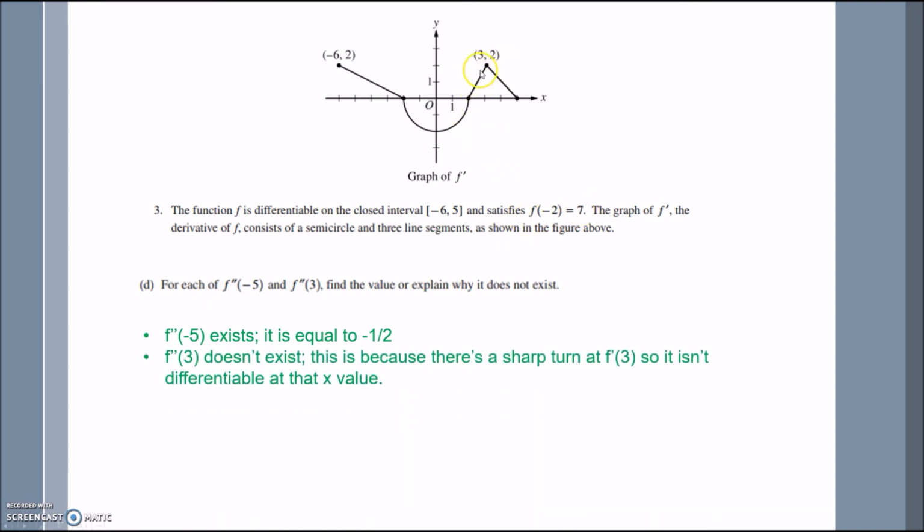Now f double prime of 3 on the other hand is not going to exist because there's something called a sharp turn at x equals 3 on the graph of f prime, which means that it's not differentiable at that x value, so it's definitely not going to exist. Alright, so that's it for this question.